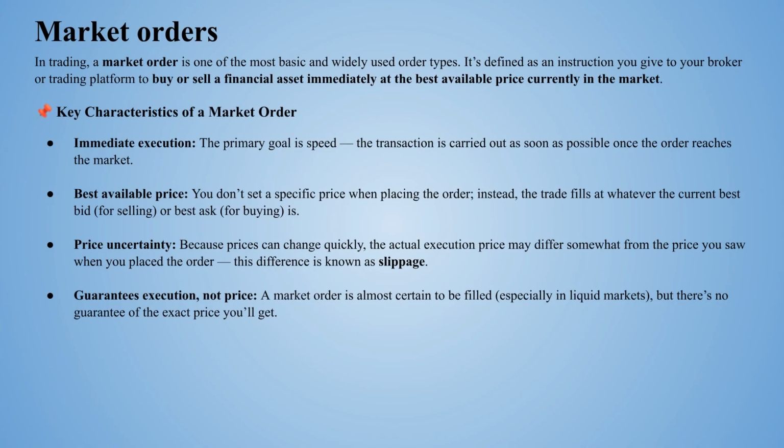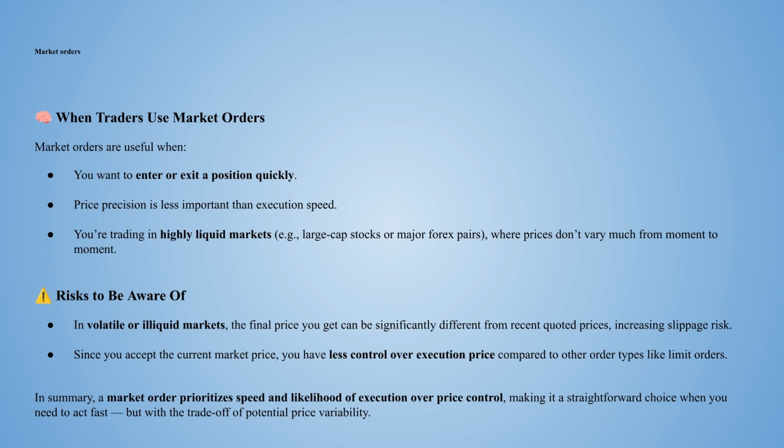A market order is a basic order to immediately buy or sell at the best available price. Its key characteristics are immediate execution and the best available price. However, you face price uncertainty due to slippage, meaning execution is guaranteed, but the exact price is not. Traders use market orders to enter or exit a position quickly, prioritizing speed over price precision, especially in highly liquid markets. The risk is slippage in volatile or illiquid markets, giving you less control over the execution price.